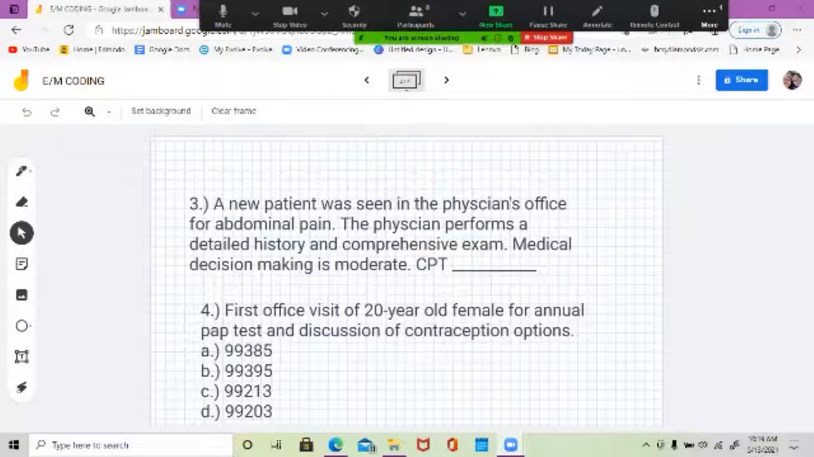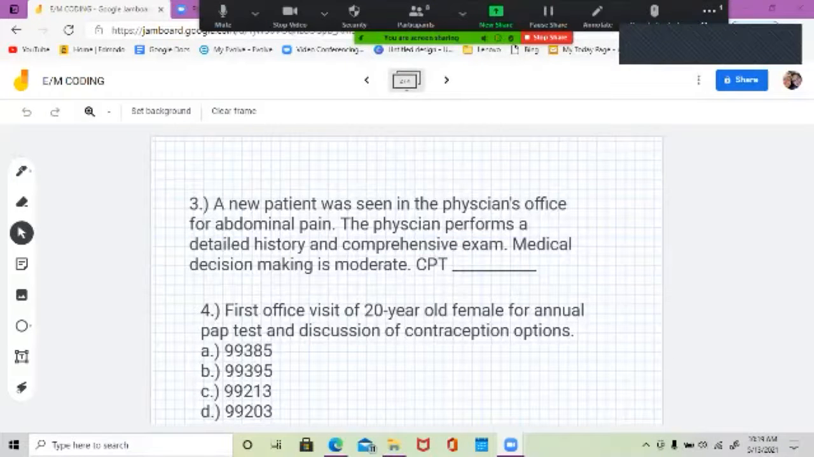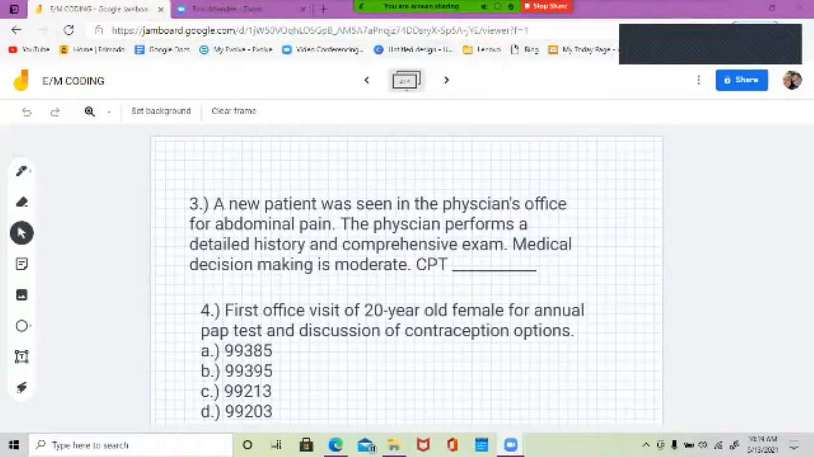385. Okay, it's a Pap smear. Pap smear is preventative medicine. I'm going to go back and let you see again. Okay, it says first visit. 385. Okay, you see annual. You have your annual visits to your gynecologist, right? To see if you have anything going on, and it's preventative.